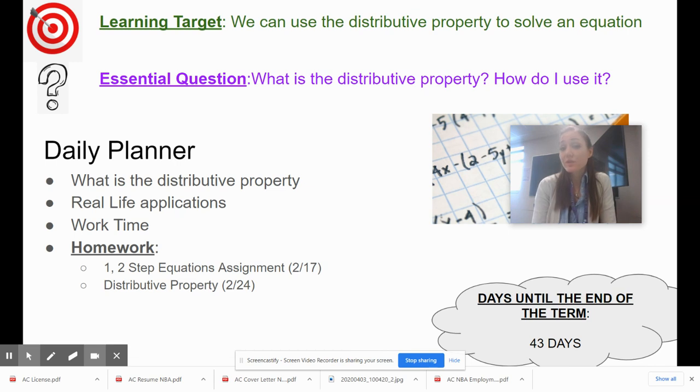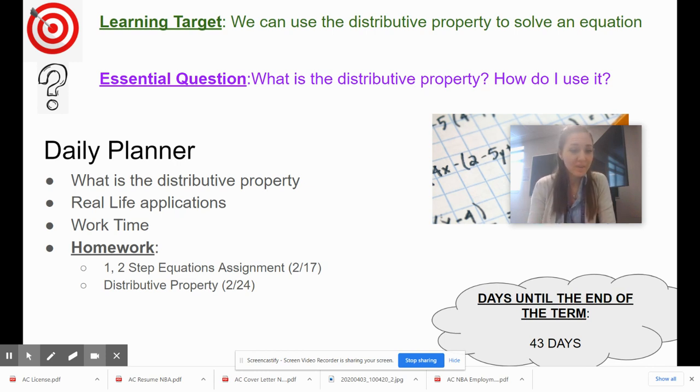Today we're going to talk about the distributive property and using that to solve or simplify an equation. If that phrase scares you, don't worry, I'm going to try to help you visualize it to make it as easy to understand as possible. All right, essential question, or question you should be able to answer at the end of the day: What is the distributive property and how do I use it?